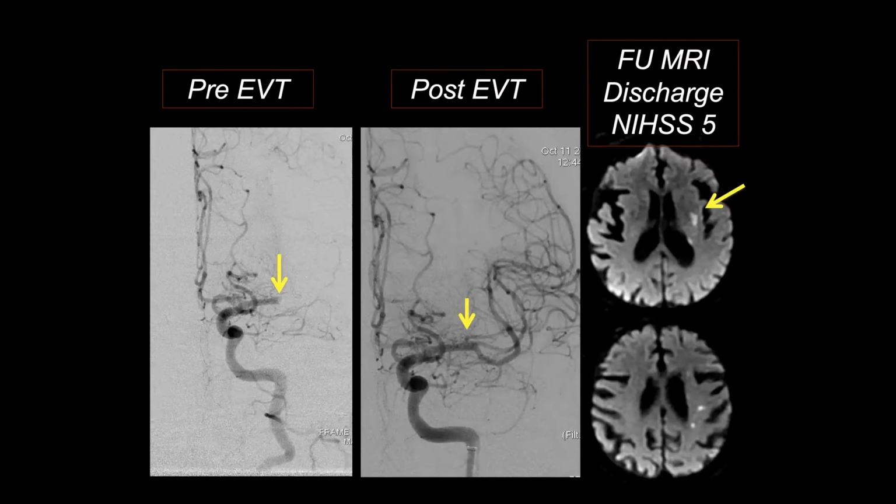Here is the follow-up MRI before discharge. Few acute infarcts in that left MCA, and the NIH stroke scale of 5, and the patient walked out of the hospital. This is exactly the outcome you and I want every patient to have. And that's why this field is so fascinating, and why I think CT perfusion can be helpful in making these decisions.